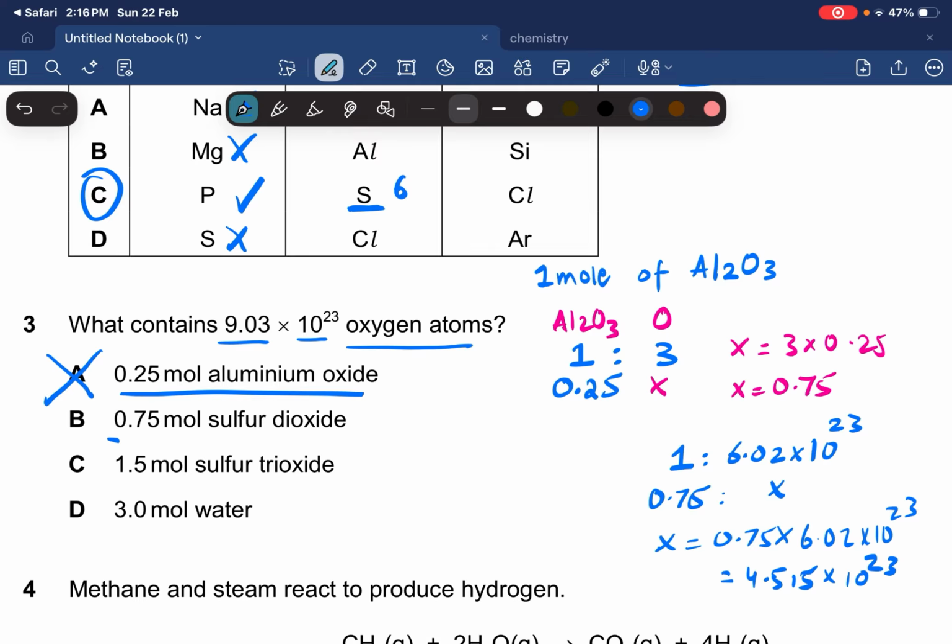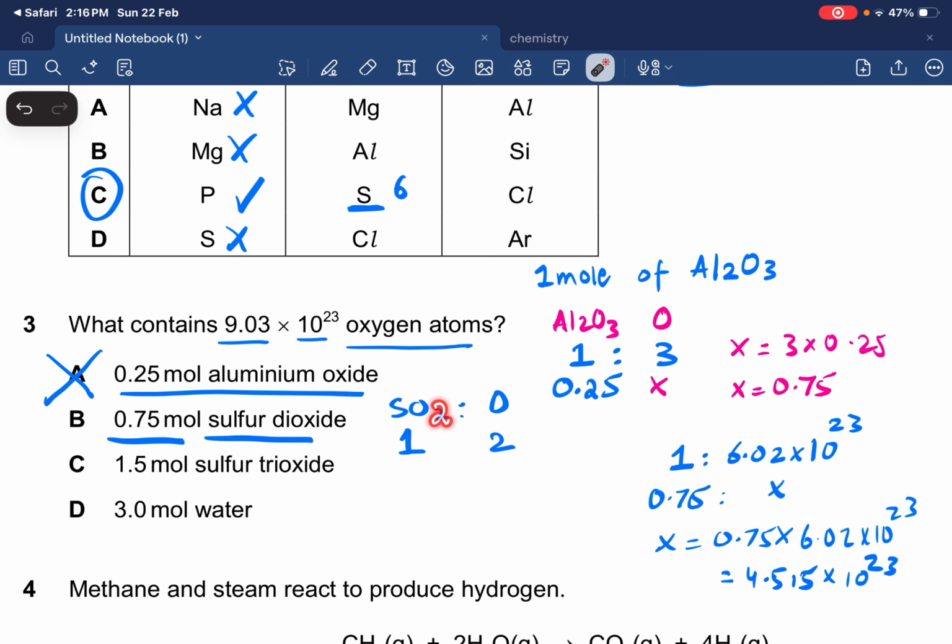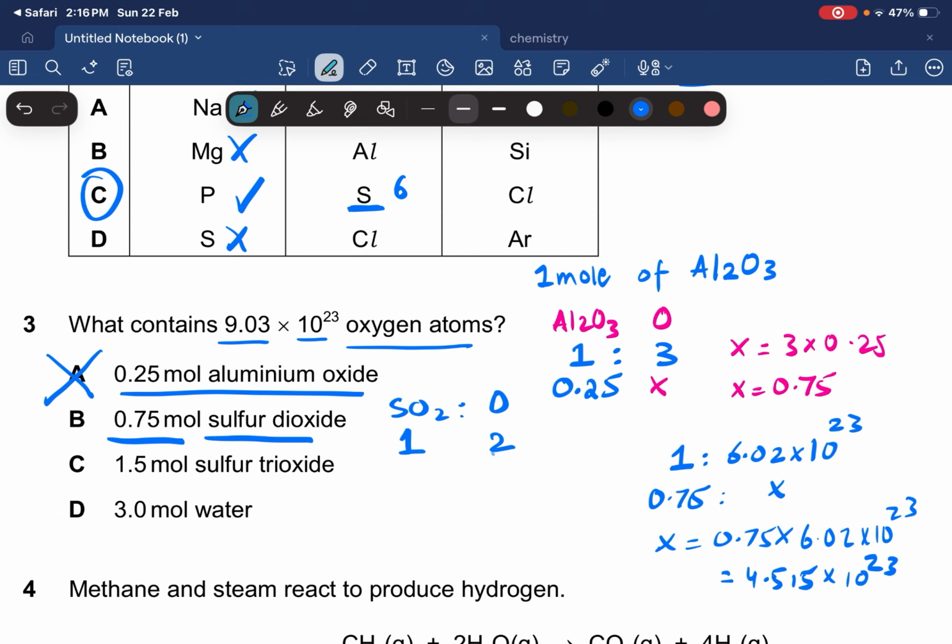Option B says 0.75 mole of sulfur dioxide. Now you got to make a ratio. Sulfur dioxide ratio oxygen. 1 mole of sulfur dioxide has 2 moles of oxygen because the formula includes a 2 over here. That means 1 mole of this thing is going to have 2 moles of this thing. So 0.75 moles of sulfur dioxide is going to have X moles of oxygen. The moles of oxygen come out to be 2 into 0.75, we get 1.5 moles of oxygen.